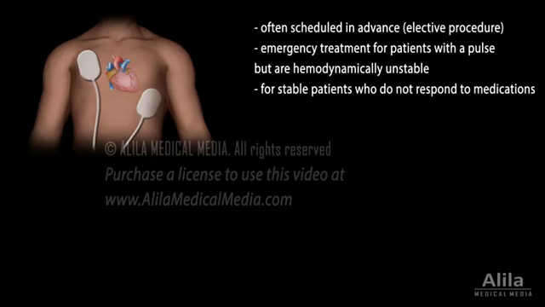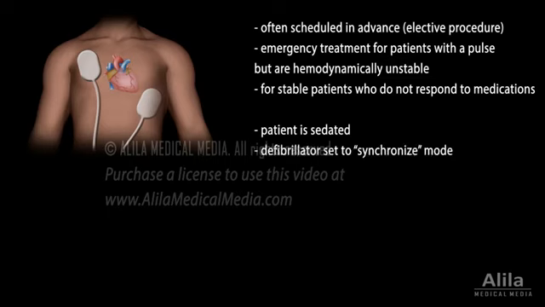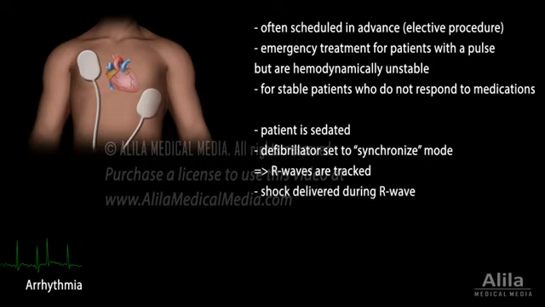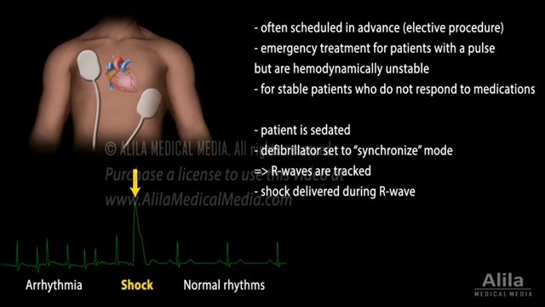During electrical cardioversion, the patient is sedated. The defibrillator is set to synchronize mode, and R waves are tracked. A brief electrical current is sent during the time of an R wave through two electrode patches or paddles placed on the chest, one on each side of the heart.